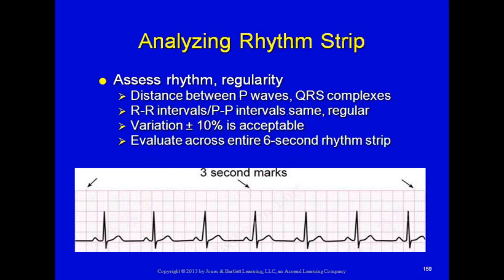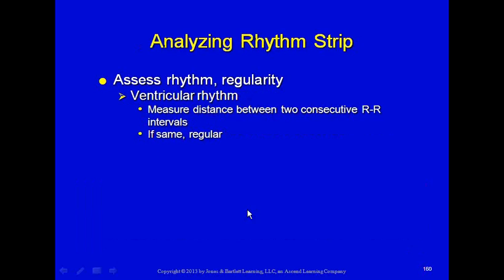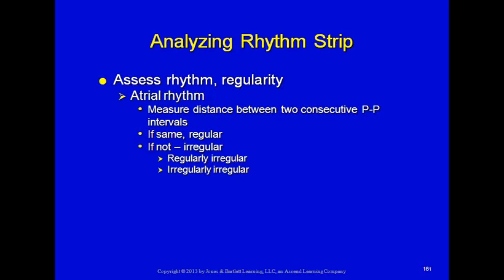One of the first things we look for is the rhythm regularity. That is looking at the distance between the P to P or the R to R. They should be the same. It should be nice and regular, as you see here. So rhythm is something that we analyze. The regularity: if the distance between the QRS complexes is equal all the way across the paper, then the rhythm is regular. If the distance is not the same all the way across the paper, then the rhythm is irregular.